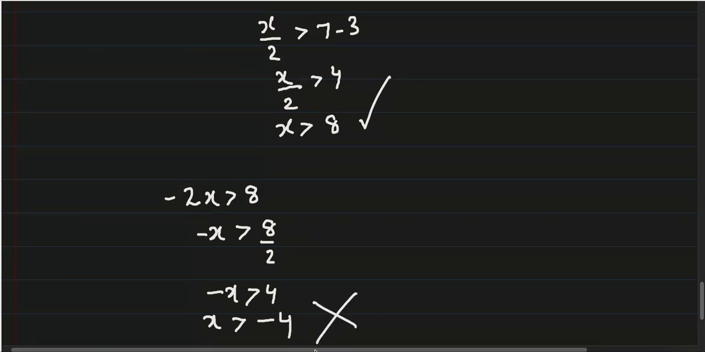No, this is wrong. Let's now discuss the negative number rule. What is the negative number rule? Whenever you are multiplying an inequality by a negative sign, you need to flip the sign. Okay, what does it mean? I will show you here. The negative number rule says that you have to flip the sign whenever you are multiplying by a negative number.